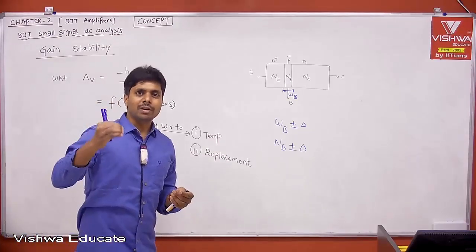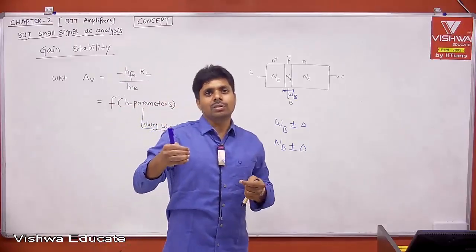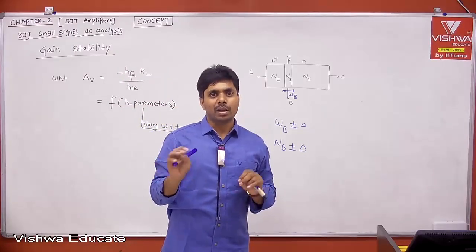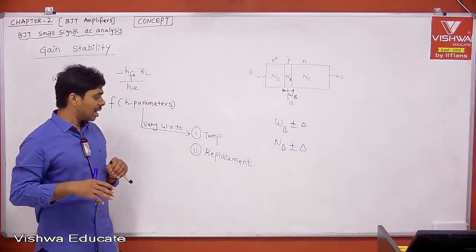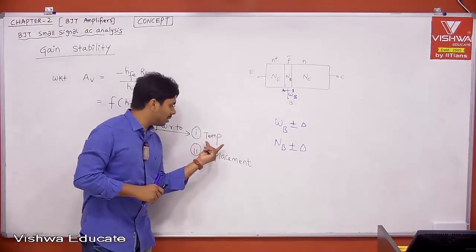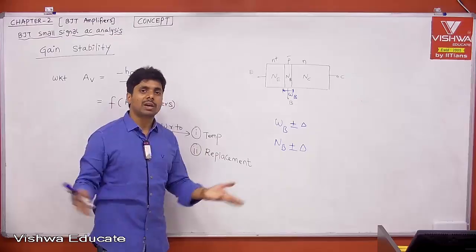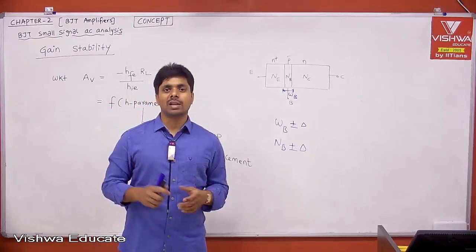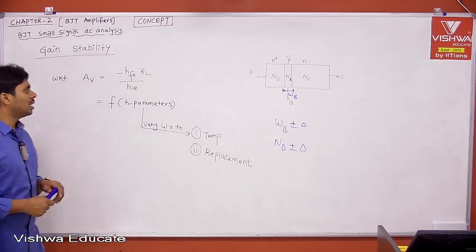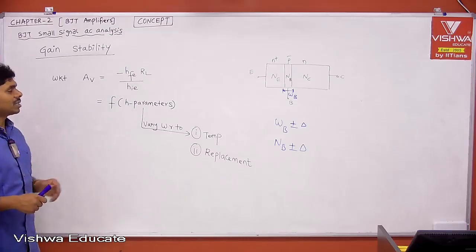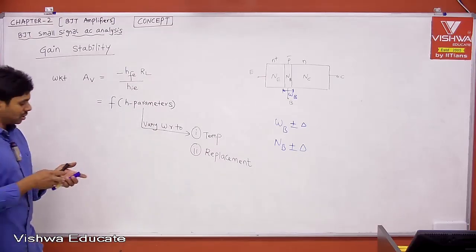If you don't replace the transistor, whatever transistor you have, those h parameters will be the same. But remember, that is not a dangerous consideration. The dangerous one is temperature, which is there continuously. The variation in temperature can be expected. If temperature is varying, then h parameters change. When h parameters are changing, your voltage gain will change.